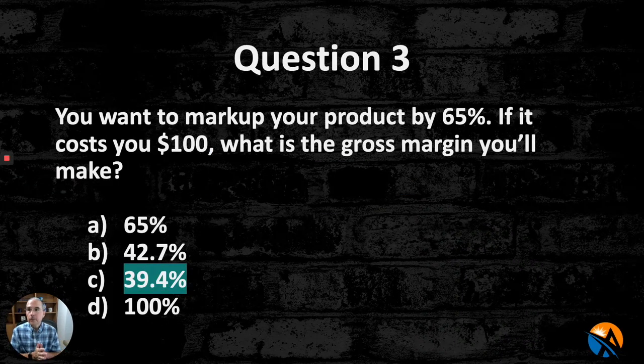Now question 3, what is the margin that you'll make if you mark it up by 65%? Well, in this case you can see it's 39.4%. It's not 65% just because you marked it up 65%. And again, you have to run it through that formula that I showed you earlier to see the difference. And if you wanted to get a 65% margin, then the price would be different.